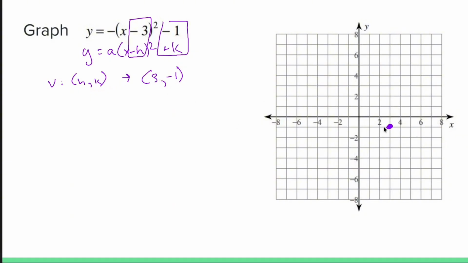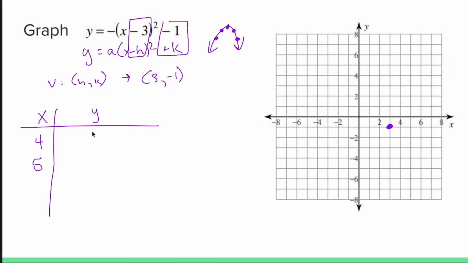By the way, if I pick 4 and 5, since this is a parabola, and this is also a parabola that opens down, since that's my vertex, whatever 4 is, 2 is going to be also. And whatever 5 is, 1 is going to be also. So let's pick x values of 4 and 5, and see what y equals.